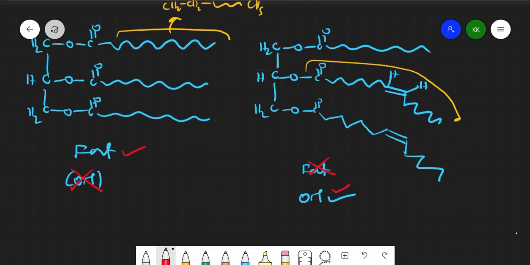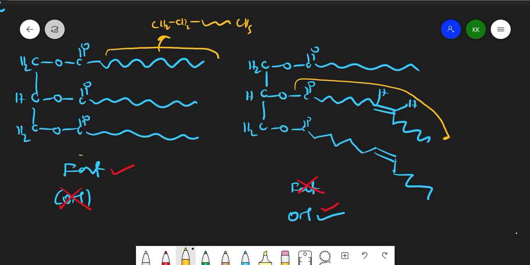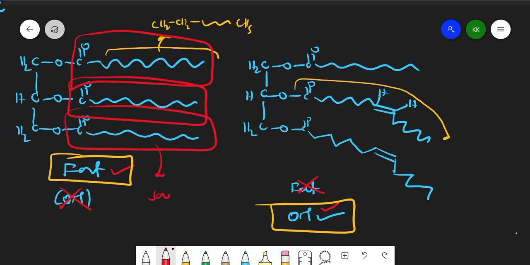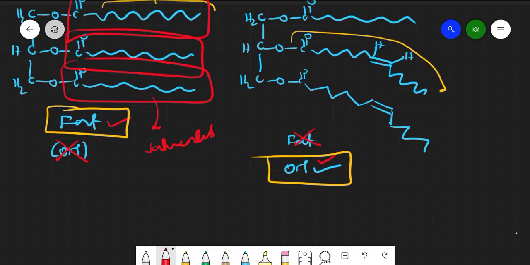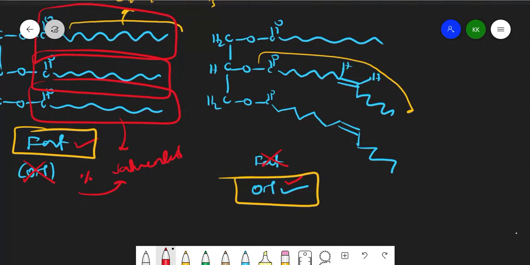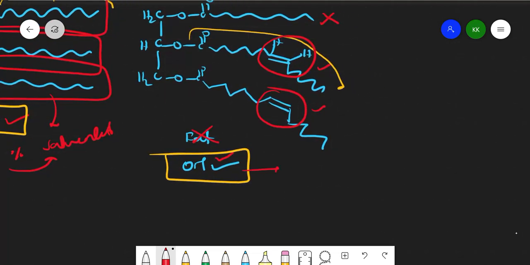So how will you distinguish? In both examples, on one side I have given you a fat example, and on the other side an oil example. Then how can we distinguish? You will say, sir, fat means it will have acid groups, three acid groups, and all these acid groups are saturated. So the percentage of saturated fatty acid will be more in fats, whereas unsaturation will be more in oils. Here one unsaturation, here unsaturation, but this fatty acid doesn't have any unsaturation. So oils will have a higher percentage of unsaturation.